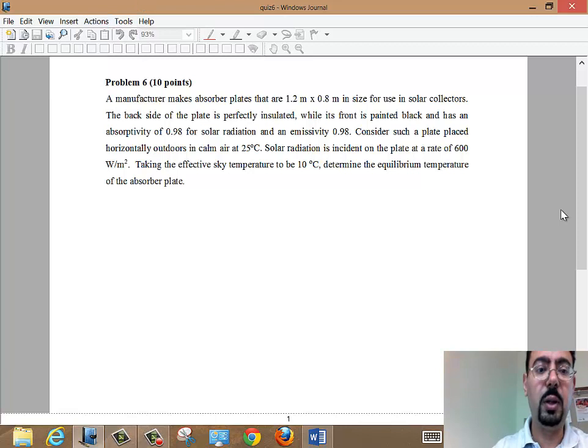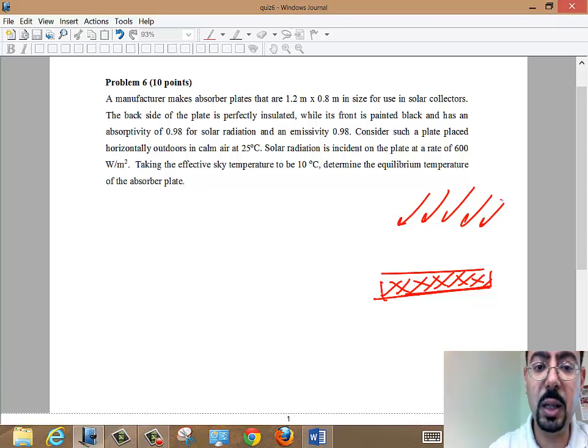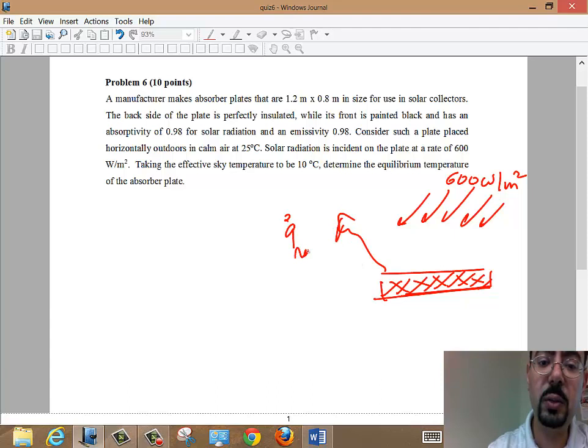This plate, you said it's insulated from the back. So the only thing that it will be receiving is the radiation from the sun. And you said this is 600 watt per meter squared, so that's the energy input to it. And it can lose heat by Q radiation, and it can lose heat by Q convection, natural convection.